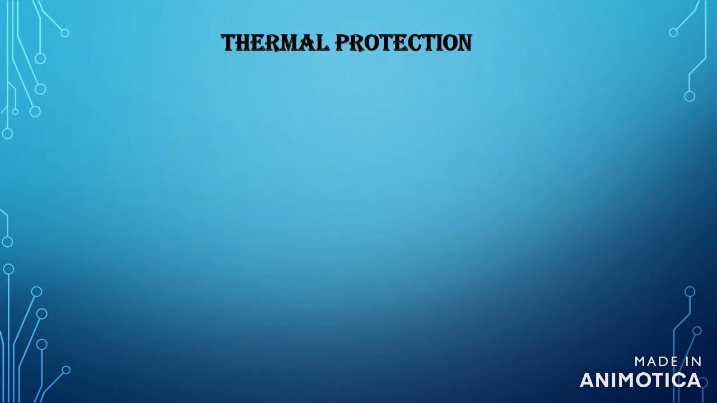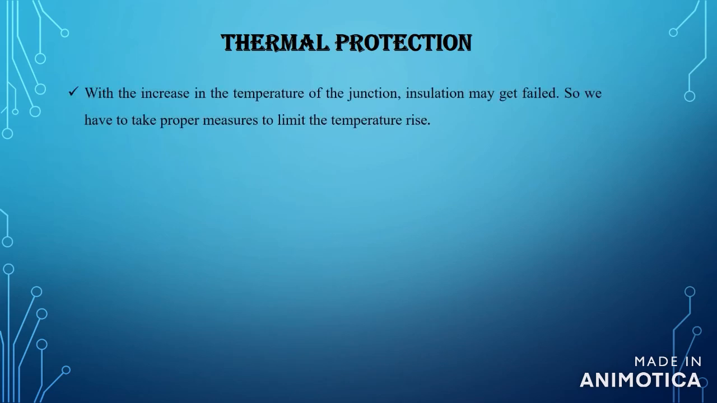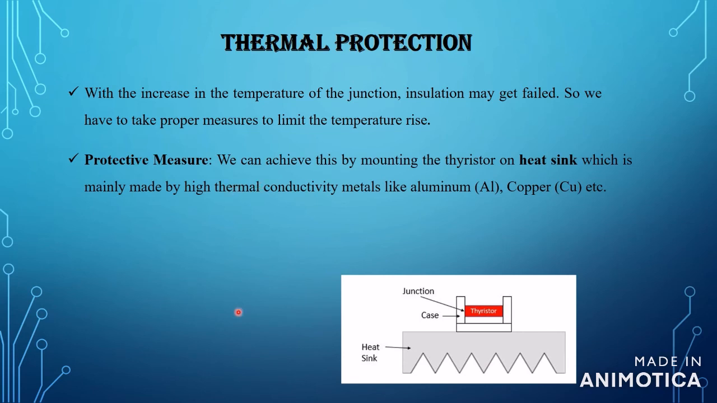So next we'll see the thermal protection. Whenever the junction temperature of the device increases, this may lead to insulation failure. As we have already seen in triggering, the increase in the temperature also leads to the false triggering of the device. Hence, proper measures have to be taken. So in order to prevent this, the device is placed over the heat sink. This is the heat sink. The device, that is the thyristor, is mounted over the heat sink.